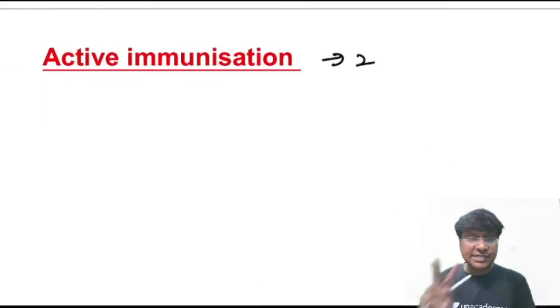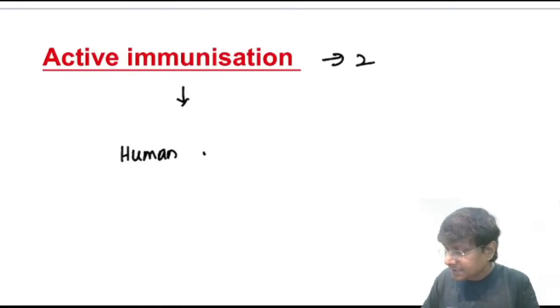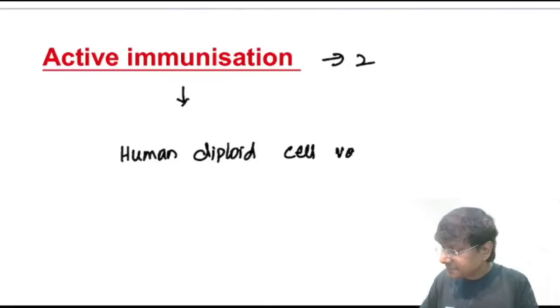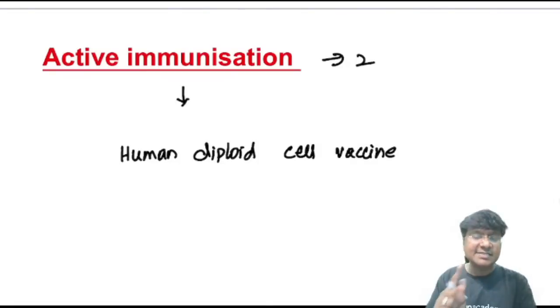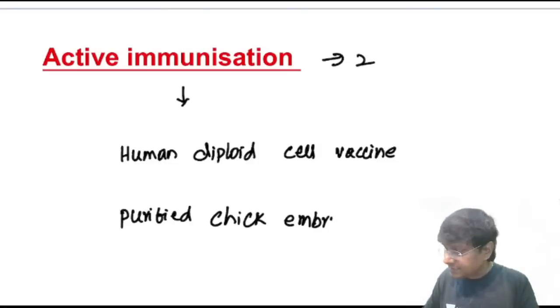For active immunization, there are two vaccines available, containing inactivated rabies virus. So what is that active immunization? One is Imovax, which is nothing but human diploid cell vaccine. This is available in the market under the name Imovax. And one more is purified chick embryo cell vaccine.